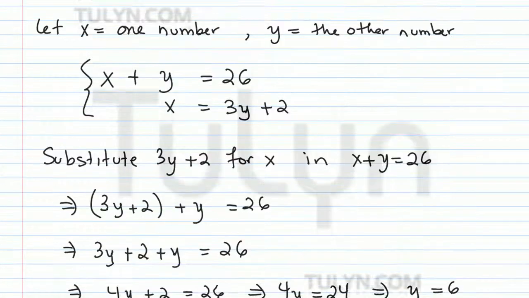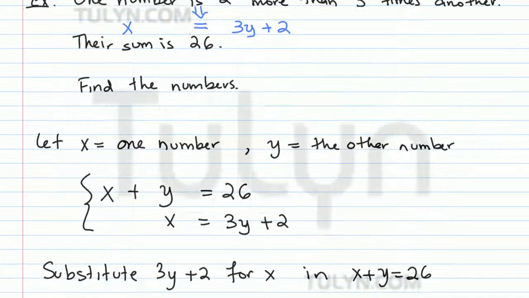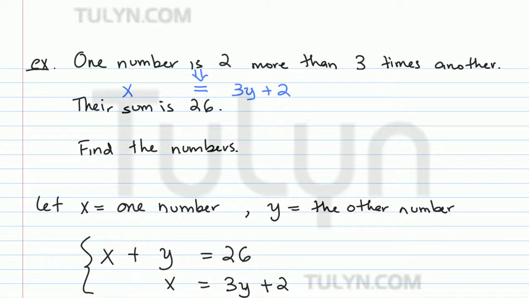So let's go back to the original problem. So let's just check up here. We're wondering if the sum of 6 and 20 is 26. So 6 plus 20 is 26. And this one checks out. What about the second one? Oh, sorry, the first problem. The first sentence, excuse me.